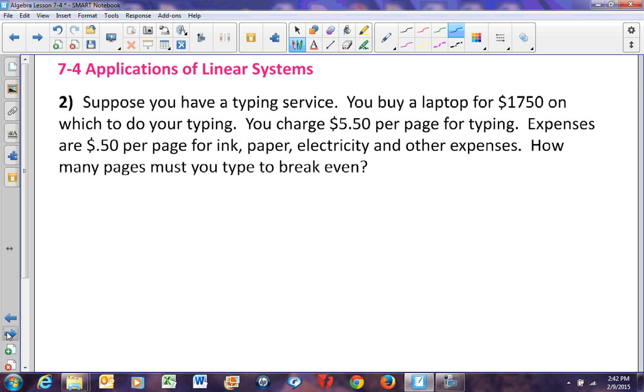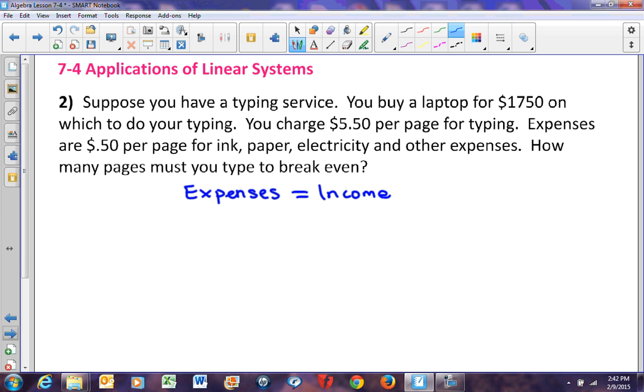In order to break even, your expenses, what you spend, must equal your income, what you bring in. So in other words, what it costs you in electricity, ink, and paper has got to be equal to what you're bringing in, how much money people are paying you to type papers. That's what you need to know.